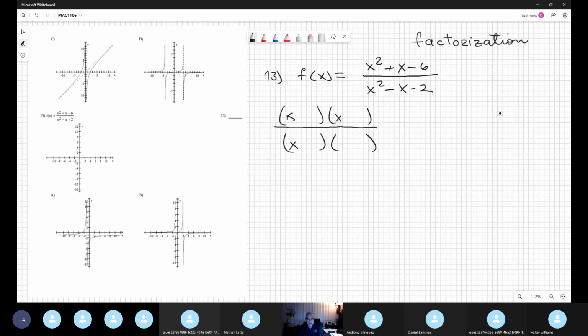On top, the combination I suppose is 3 and 2, because 3 times 2 is 6, and 3 minus 2 is 1. The signs are positive 3 and negative 2. Everyone follow me? Yes. And the bottom is 2 and 1, I guess, because 2 times 1 is 2, and 2 minus 1 is 1. So negative 2 and positive 1. Everyone agrees with the idea?